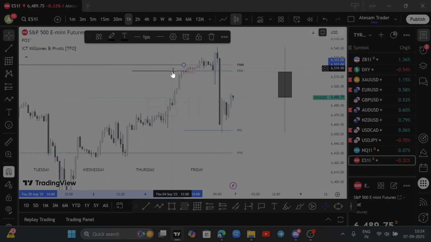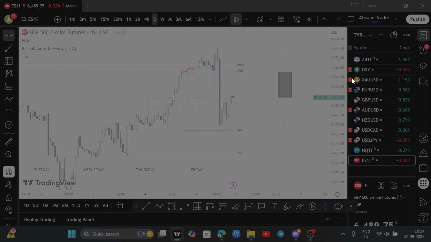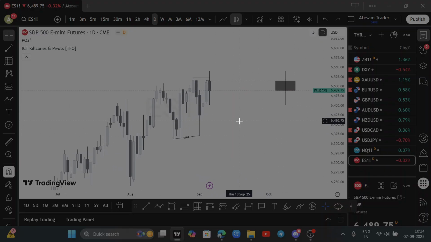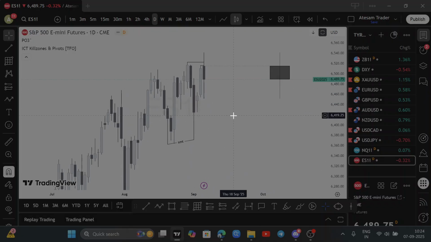If you come to the 1 hour, what do we have? The up close candle took the high and closed below. This is a lower time frame reversal. So reversal already formed on the lower time frame, and on weekly we are bullish. But here ES is failing to close above these highs after sweeping the liquidity. So we will wait. We don't have any bias for now.